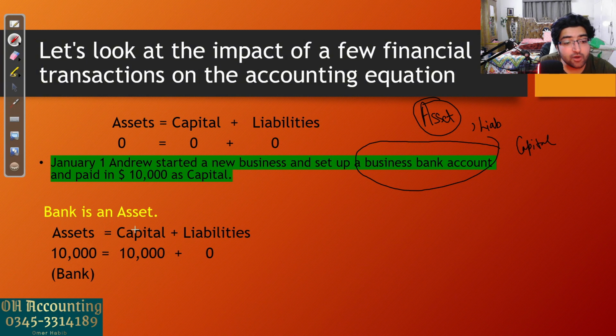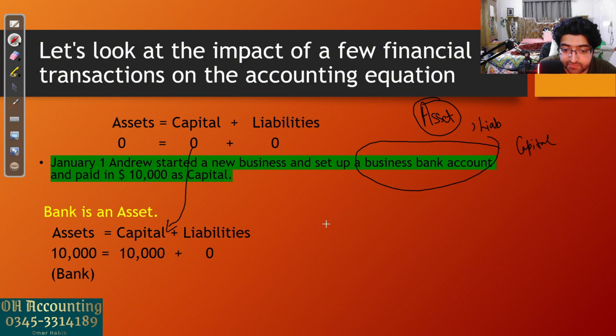Okay, capital also changes from 0 to 10,000 because of this transaction, and there is no impact on liabilities because we did not take a loan from someone, so liabilities did not increase, right? When you take a loan, then liabilities increase. When the owner invests his own money, that is called capital, and this is what has happened in this. So assets have increased by 10,000 and capital has also increased by 10,000. There was no impact on liability.